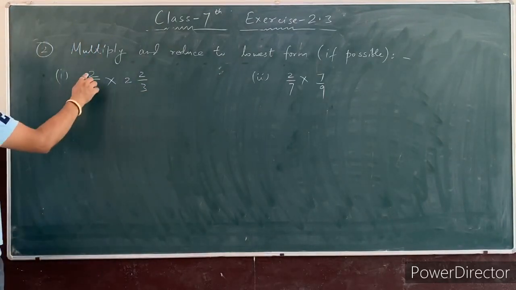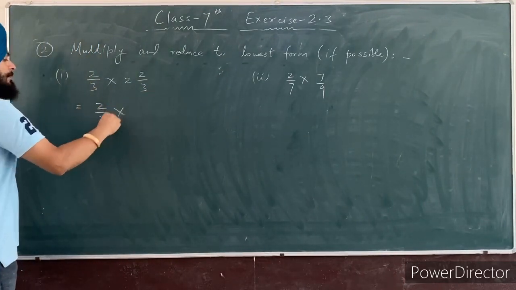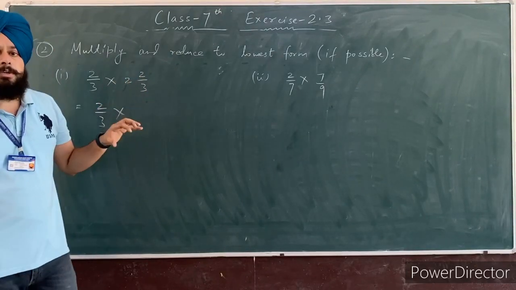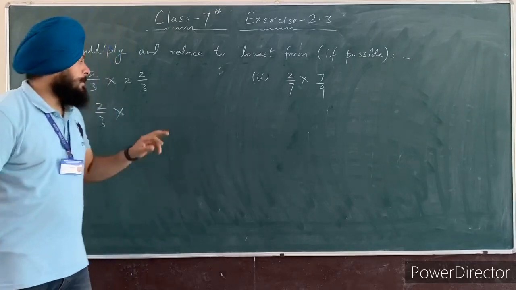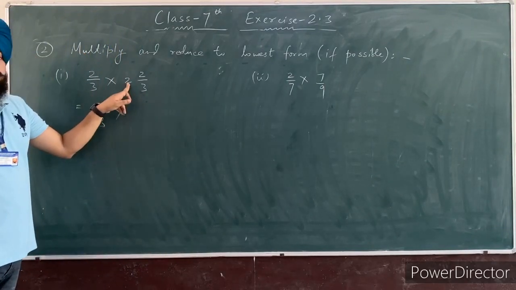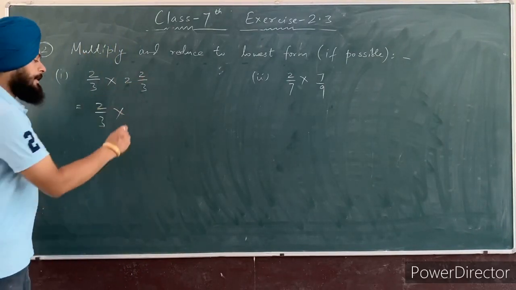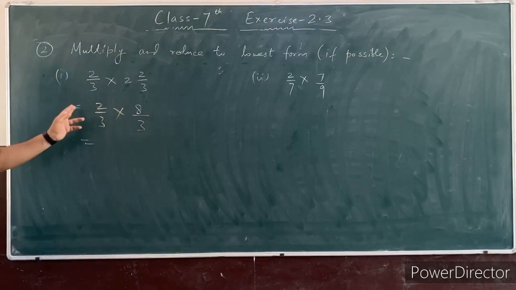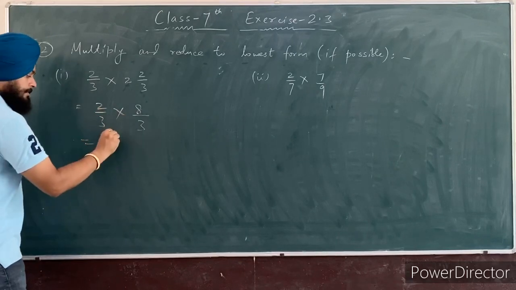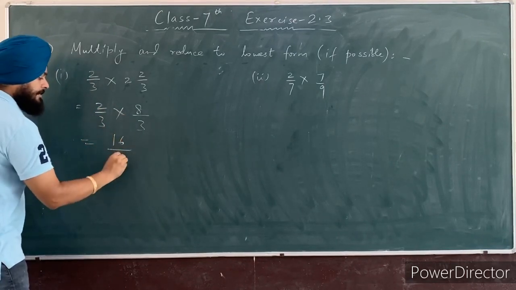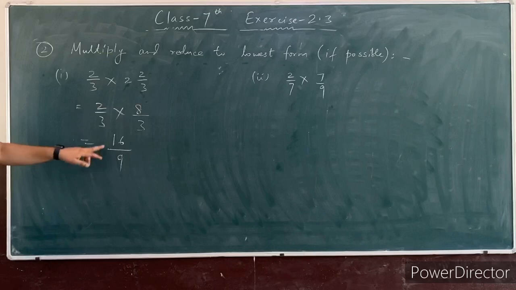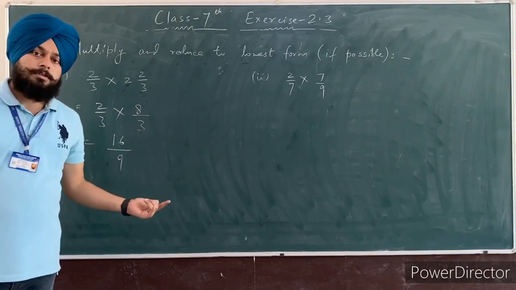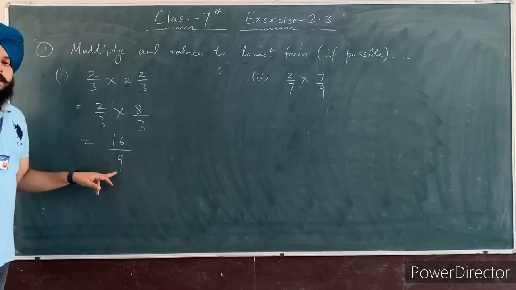So first is 2 2 by 3 multiplied by 2 by 3. So 2 2 by 3 is what? It is a mixed fraction. You have to convert it into an improper fraction first. So 3 2s are 6, 6 plus 2 is 8, divided by 3. Now you have to multiply the given fractions. So 2 8s are 16 and 3 3s are 9. So 16 by 9. Is it in lowest form or not? Yes, so the answer is 16 by 9.